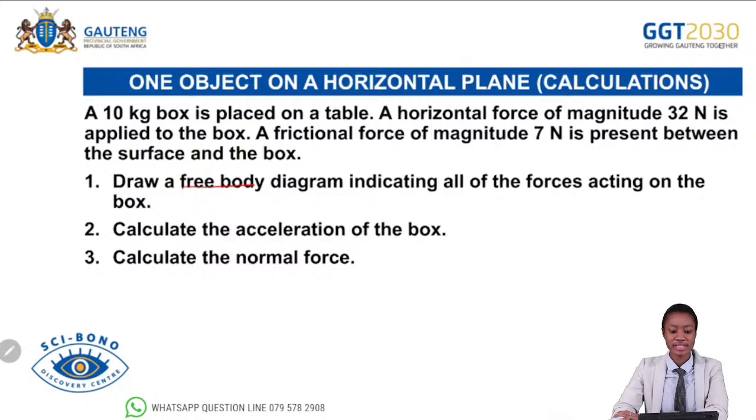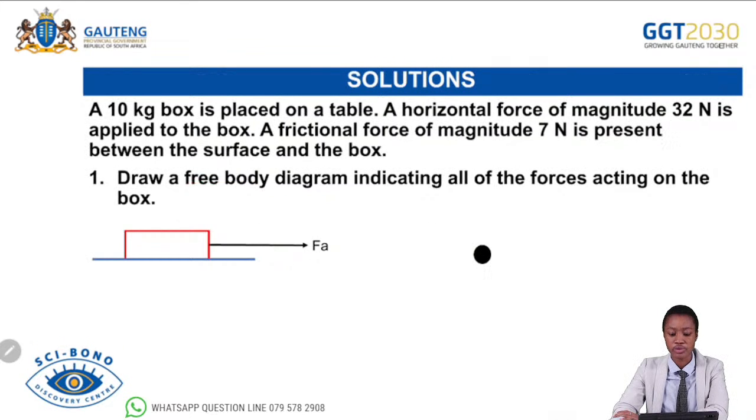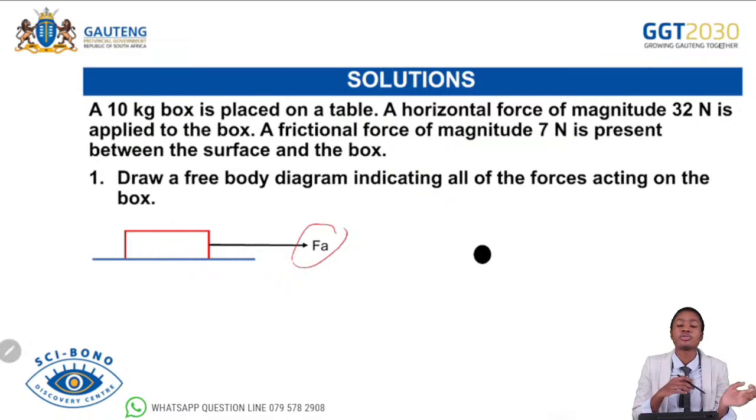All right, grade 11s, let us look at your solution. The first one says draw a free body diagram indicating all of the forces acting on the object. This is quite an open question, and it doesn't tell you to which side the box moves, so I've chosen to have my applied force in this case to the right.